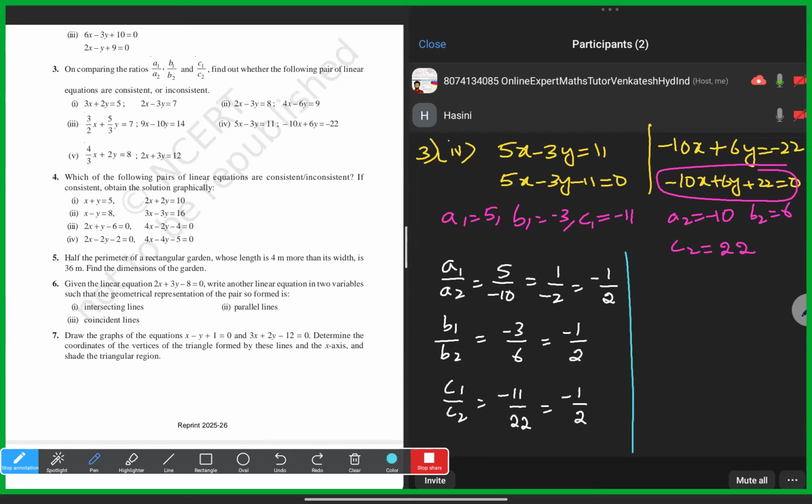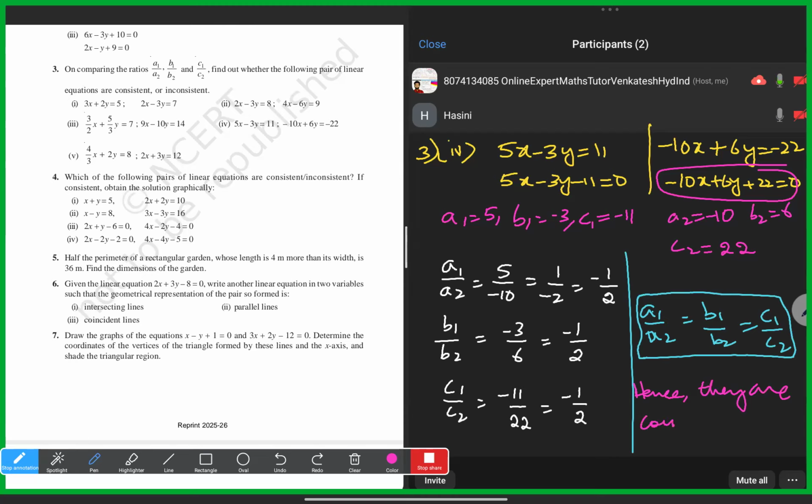So Hasni, you can see all the three ratios are the same. We got minus 1 by 2 for all. Hence, what type of lines, Hasni? They are a coincident pair of lines. Yes, coincident. So they are consistent only. They come under consistent.